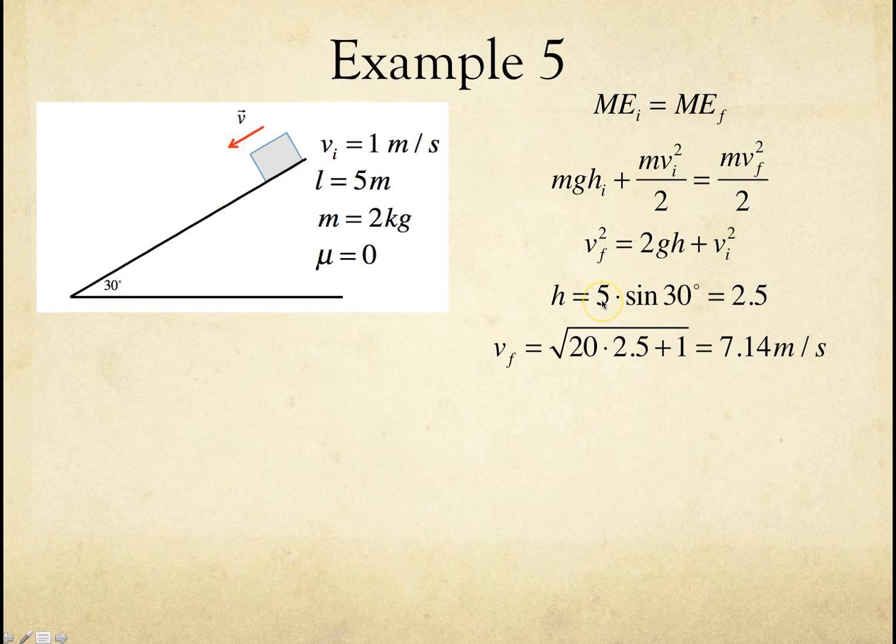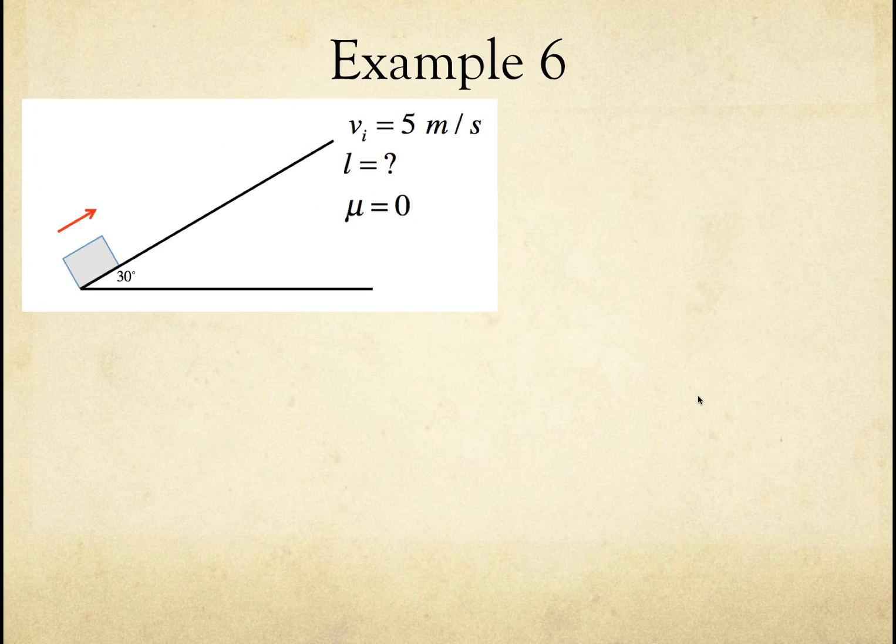Height, that's the leg that lies across from a 30-degree angle, so it equals half of the hypotenuse, because technically I would do 5 times sine of 30, and sine of 30 is half, so that gives us 2.5 meters. So from then, V final is going to be the square root of 2GH plus V initial squared, so 20 times 2.5 plus 1, which gives 7.14 meters per second.